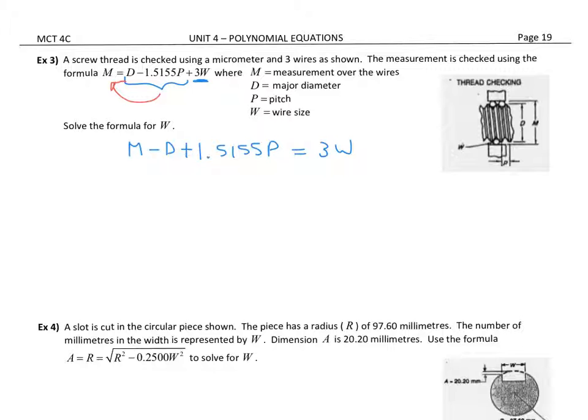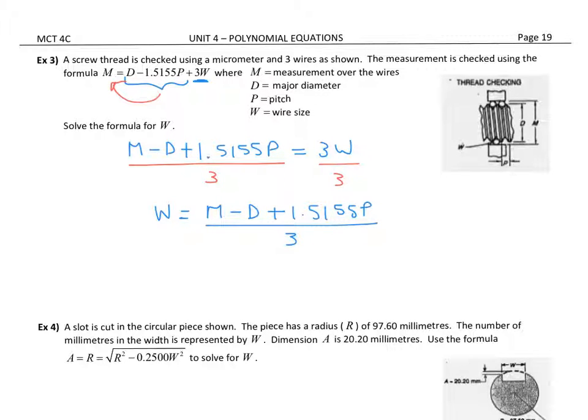At this point, I want to get the W by itself, so I'm going to divide both sides by 3. So we end up with W just being equal to M minus D plus 1.5155p, and all of that can be divided by 3. And that's fine, leaving it the way it is, okay, because that's now solved for W.